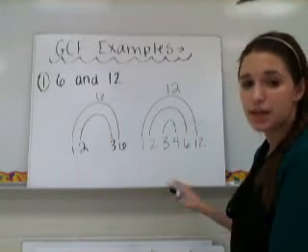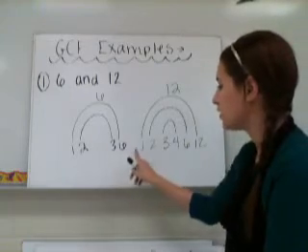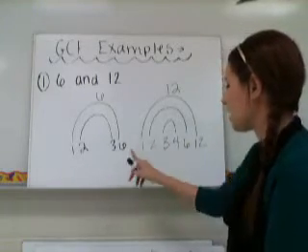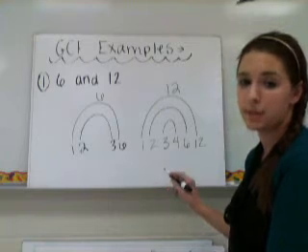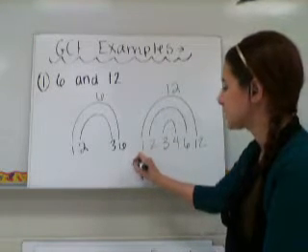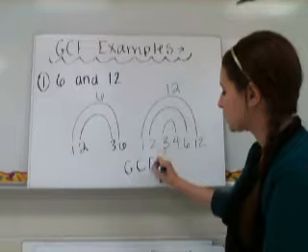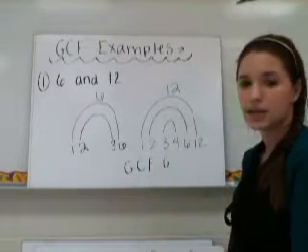Some common factors that these two numbers have in common are 1, 2, 3, and 6. But the greatest number that they have in common is 6. So my GCF, or greatest common factor, is 6.